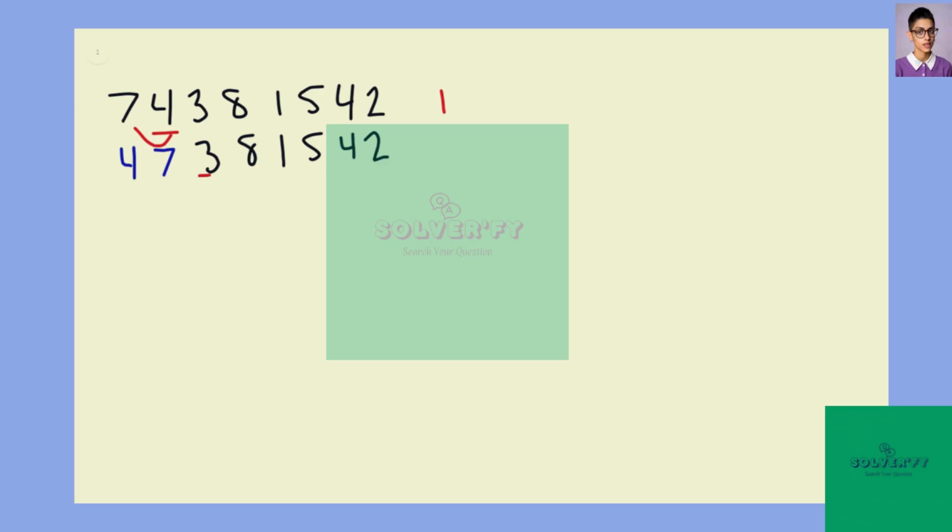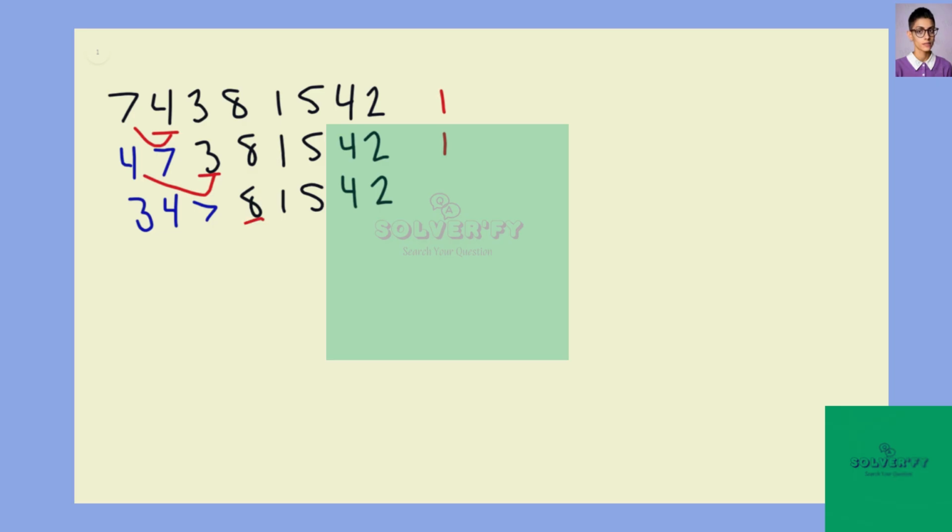Then we're going to do the same thing. We'll take the 3 and say, is 3 larger than 4? And the answer is no. So that gives us 3, 4, 7 sorted portion, and 8, 1, 5, 4, 2 for unsorted. And that again just took one comparison.